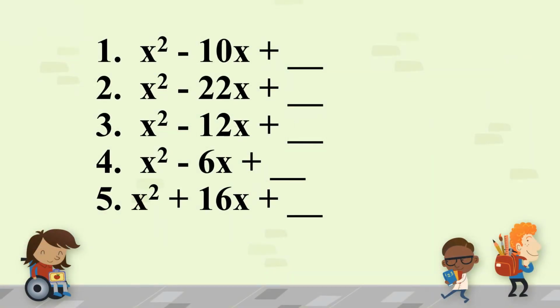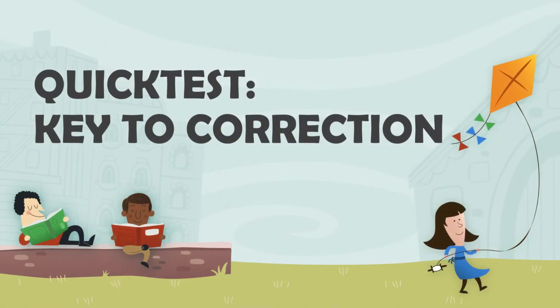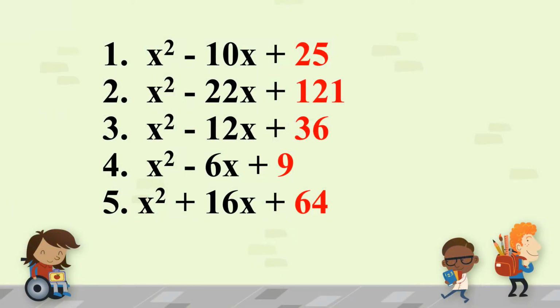I want you to pause the video and try answering this for a few minutes. Okay, let's try to check your answers. For number 1, the answer is 25. So you get this by dividing negative 10 by 2. You get 5 and then you square it, it's 25. So number 2 naman, negative 20, the middle term, you divide it by 2, you'll get negative 11. And then you square that, negative 11 times negative 11 will be equal to 121.